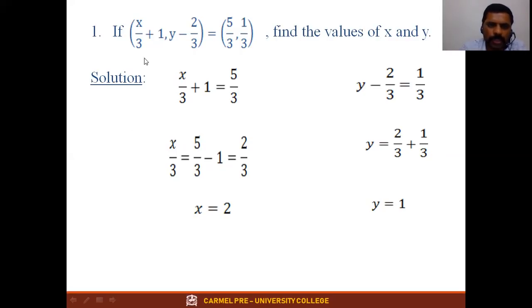So using the first one, you got x. Now choose the second. What is the second term here? Y minus 2 by 3 is equal to 1 by 3. What is y equals? Again, transfer this minus 2 by 3 to that side. It becomes plus. It is 2 by 3 plus 1 by 3. The denominators are the same, so we just add up the numerators. 2 plus 1 is 3. 3 by 3 is 1. So you got x equals 2 and y is equal to 1. These are the values of x and y. Okay.